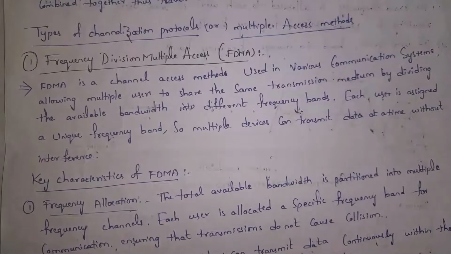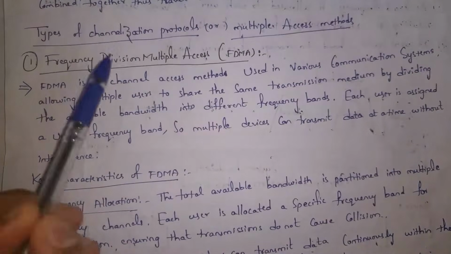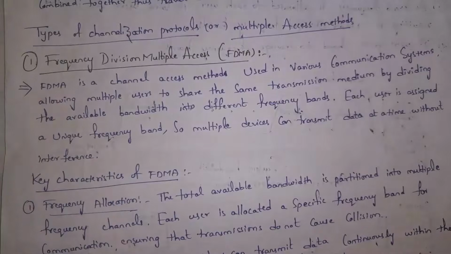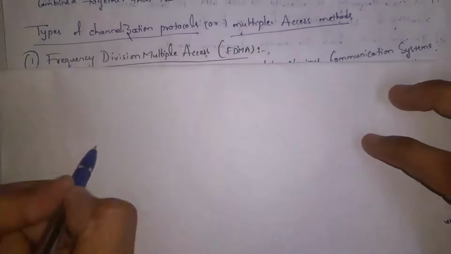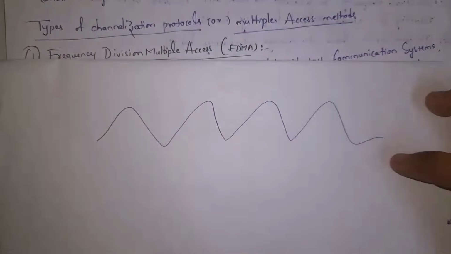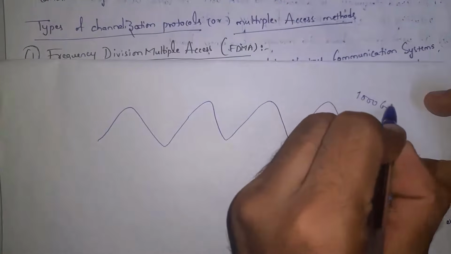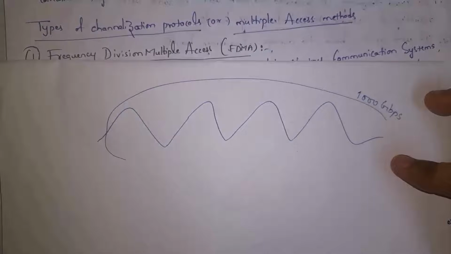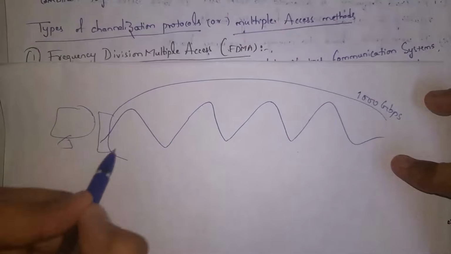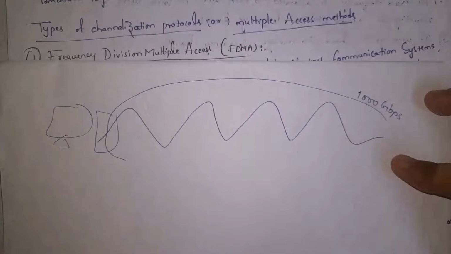The channelization protocols are classified into three types. And the first one is frequency division multiple access. The name itself says frequency division. That is nothing but the entire frequency is divided into smaller frequencies and each user gets one frequency. By using that small frequency, users can communicate. For example, there is one big wireless frequency band. For example, this frequency will support a data speed of 1000 GB per second. But if you assign this entire frequency to a single user, a single user doesn't use this much frequency. So the entire frequency will be wasted.